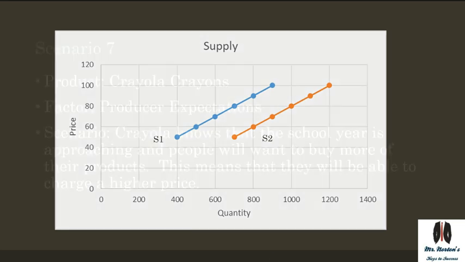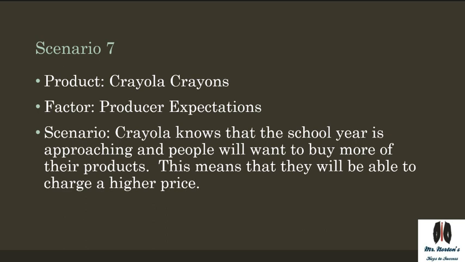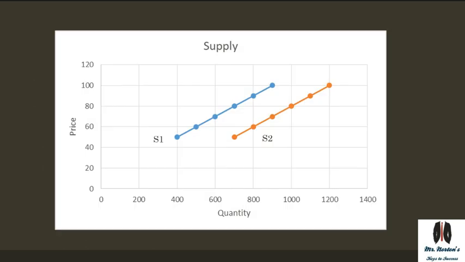We got one more to go here. Hopefully I didn't mess this one up, but I can see on the preview slide I didn't mess this one up, so, you know, a little 3, 2, 1 clap for myself there. Product is going to be Crayola Crayons. Our factor is going to be producer expectations. Our scenario is Crayola knows that the school year is approaching and people will want to buy more of their products. This means that they will be able to charge a higher price. So what are they going to do? They're going to basically make a bunch of crayons so they can get them out into the marketplace. So I'm going to say in this particular case, we're going to have an increase in supply.